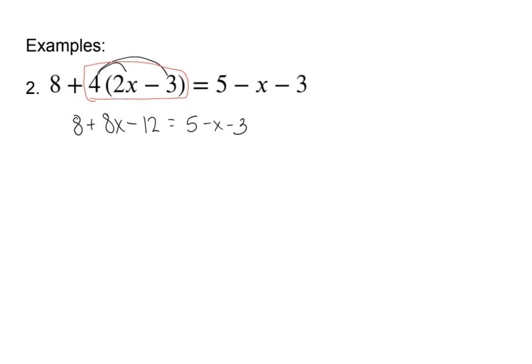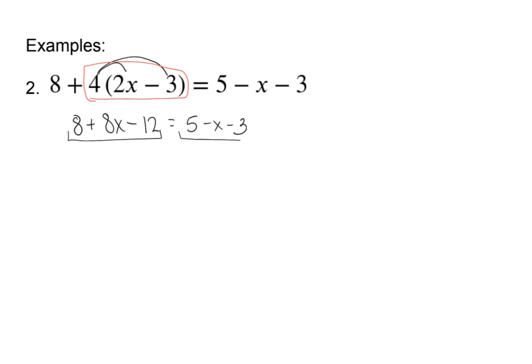Okay. I still have some work to do for step 1. On this side, I see some like terms that we can put together. I have a regular 8 and this 12. Now be careful, this 12 is a negative or a minus 12, so don't lose that sign. So we can put those together.